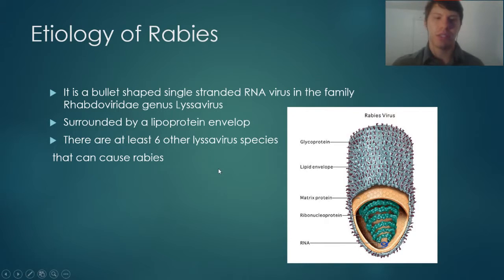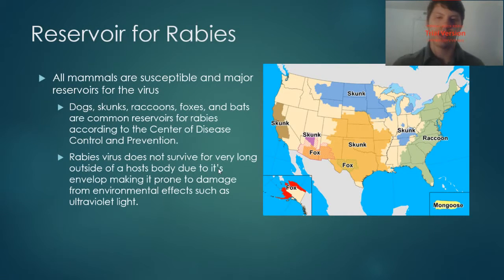As of right now, there are at least 6 other Lyssavirus species that are known to cause rabies. As far as the reservoir for rabies, basically all mammals are susceptible and are major reservoirs for the virus. This picture, taken from the CDC website, shows the most common animals in these areas that end up carrying this virus.